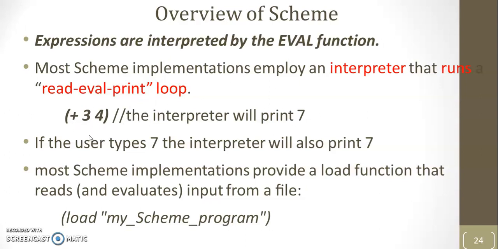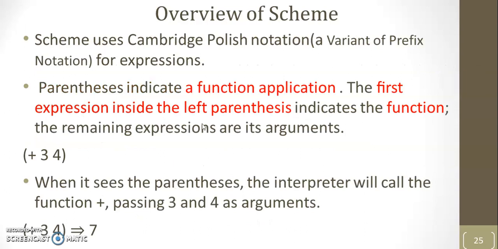In case of Scheme, okay. Then if an expression is given like plus 3, 4, the interpreter will be printing 7, which means 3 plus 4. And if the user types 7, the interpreter will also print 7. Then it will be using the Cambridge Polish notation, which is a variant of prefix notation. That is, the operator will be there followed by the operands.